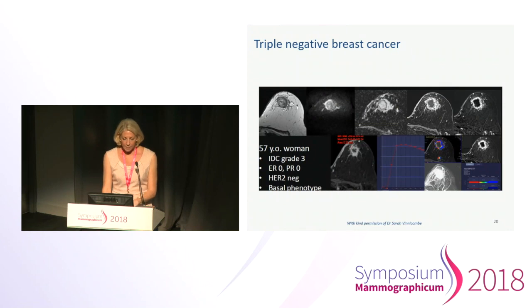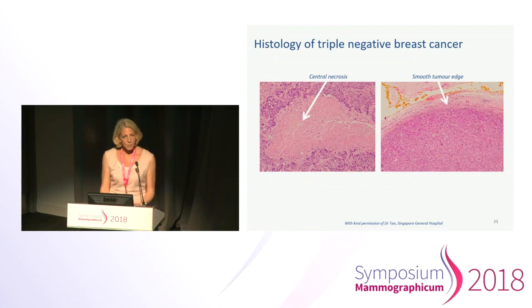This is another example I'm grateful to Sarah for, looking at a triple-negative breast cancer where you can see it's a very pronounced, rounded mass with pronounced peripheral enhancement and a free diffusion core. And that matches frequently what we see on the histology, which is of central necrosis, and you can see the peripheral edge of this triple-negative breast cancer has a very smooth tumour edge.